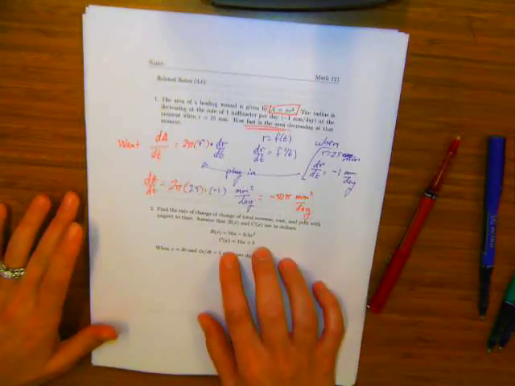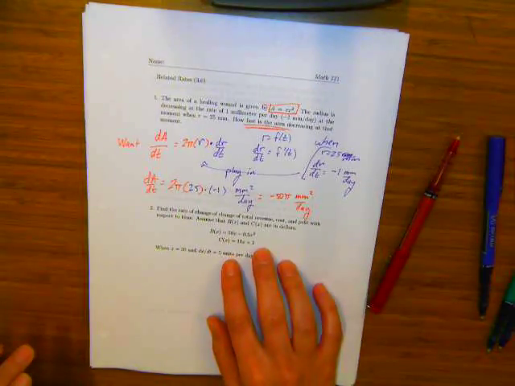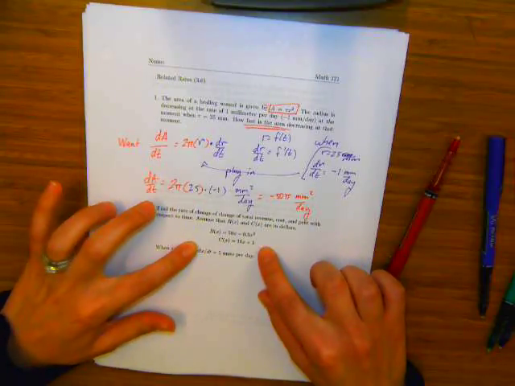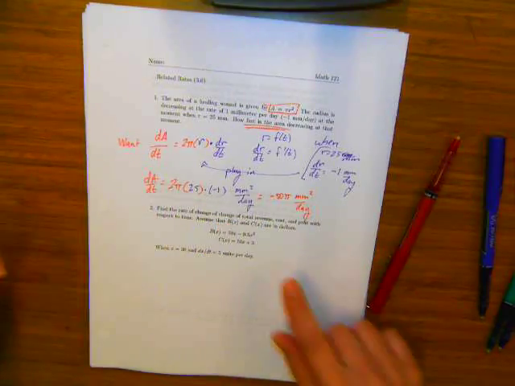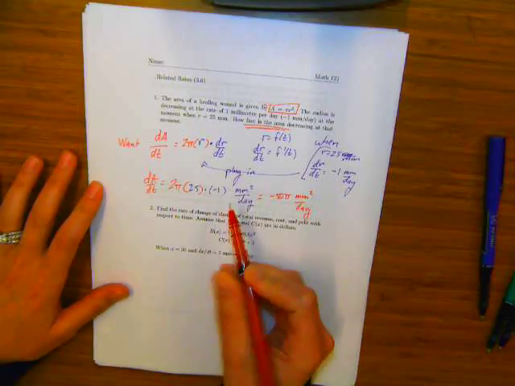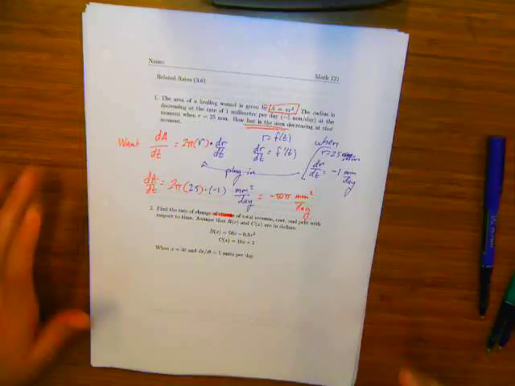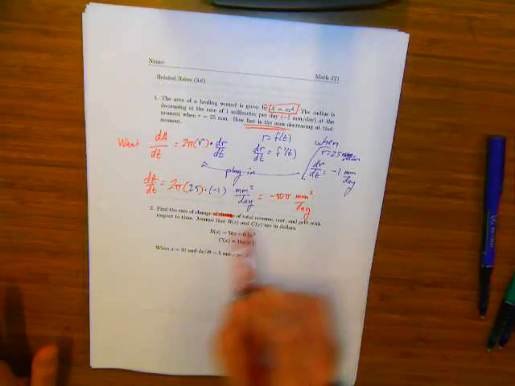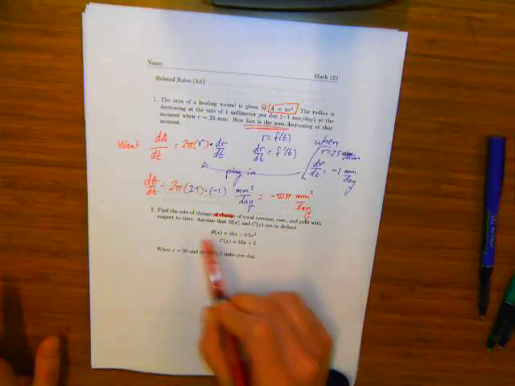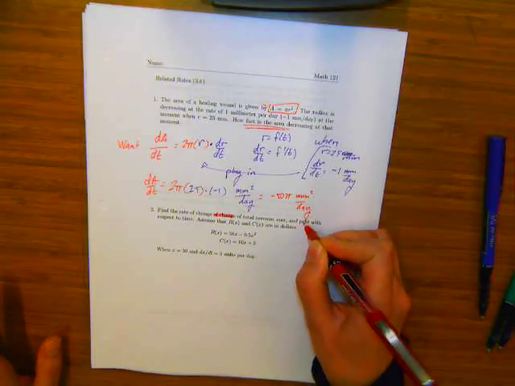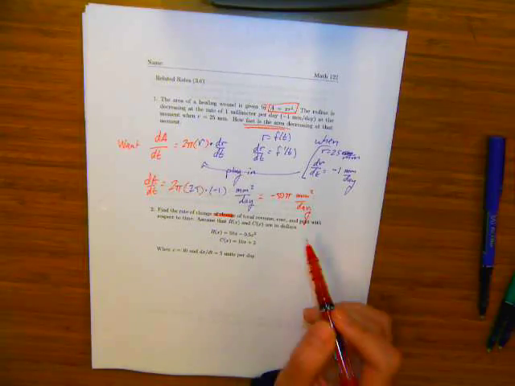Okay, so for the second problem, given this equation for revenue and costs, they want you to figure out the change in revenue with time, change in cost with time, change in profit with time.